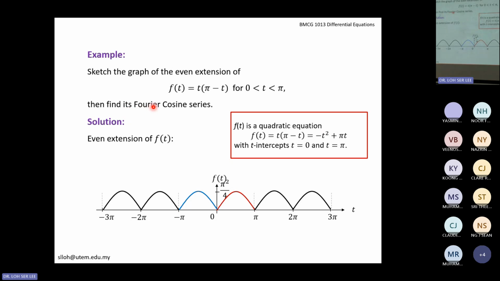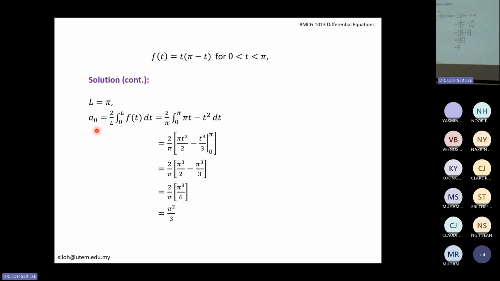Then find its Fourier cosine series. For the even extension, this is your f(t) now. Your f(t) is an even function defined in the full range. This one is defined in the half range, 0 up to L, but after you do the extension, it is in the full range. If your full range f(t) is an even function, then your Bn will be 0. We just need to find a naught and An. So L is pi, this 0 up to L. So you just substitute L as pi into the formula.